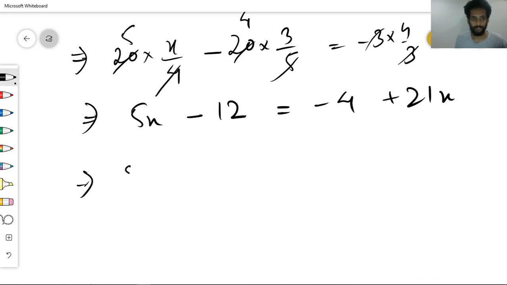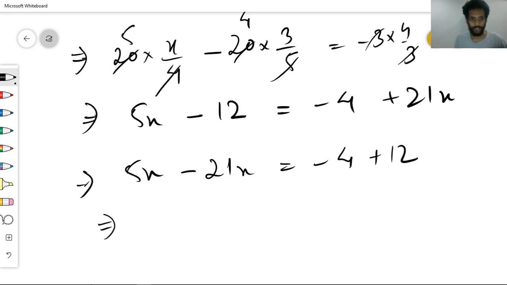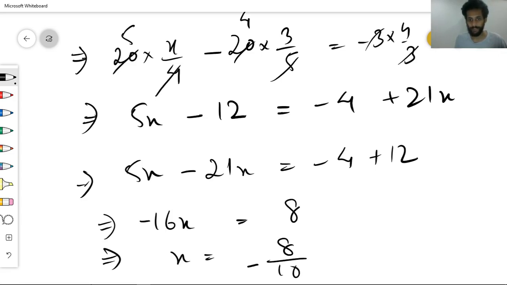Now here it will be 5x, this 21 will be coming here. So minus 4 is there, this 12 will be coming here. So when I subtract it, it will be 16x, here it will be 8. This one minus 16, this will be 8. So x will be 8 divided by 16, so it will be minus 1 by 2. So this is the answer.